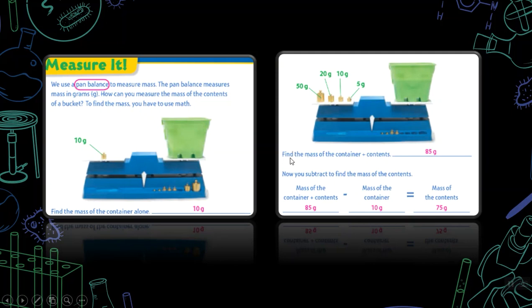And then it says find the mass of the container plus content. These are the contents we put inside. It is balanced. It is how much? 50, 60, 70, 80, 85 grams. So container plus content is 85 grams. Now you subtract to find the mass of the content, because the container was 10 grams, and now we have 85 grams. The mass of the container plus content is 85 grams. Now we subtract the mass of the container, which is 10 grams. Now the mass of the content inside the bucket is 75 grams.